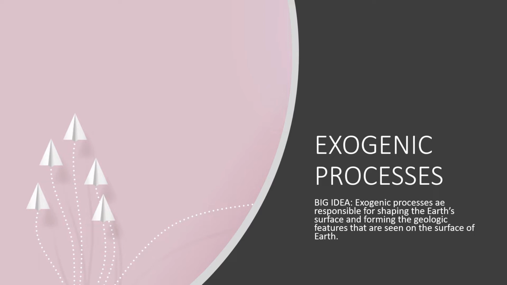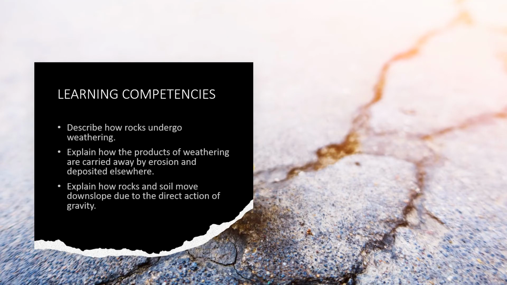The different exogenic processes are responsible for the various geologic features on Earth. So the big idea is that exogenic processes are responsible for shaping the Earth's surface and forming the geologic features that are seen on the surface of the Earth. And these are the learning competencies that hopefully, at the end of this lesson, you will be able to achieve. First is to describe how rocks undergo weathering, explain how the products of weathering are carried away by erosion and deposited elsewhere, and finally explain how rocks and soil move downslope due to the direct action of gravity. So first of all, we have weathering.